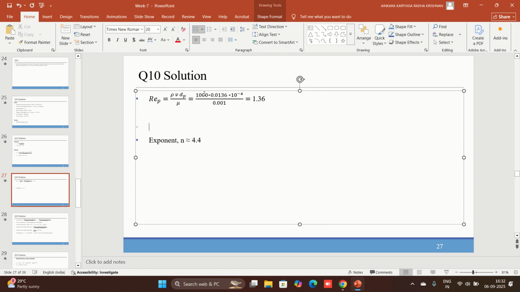And from this we'll remove this. Rho V dp, rho is 1000, V is what we calculated, 3.4063 into 10 power minus 3.